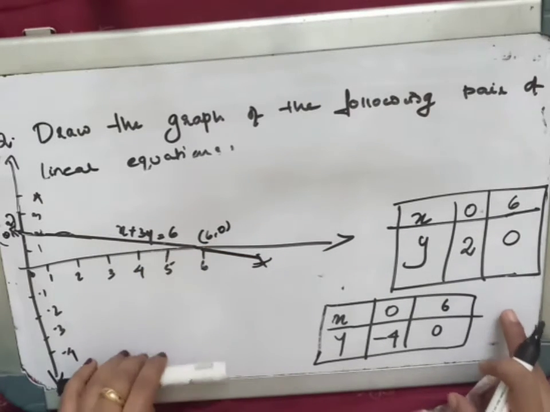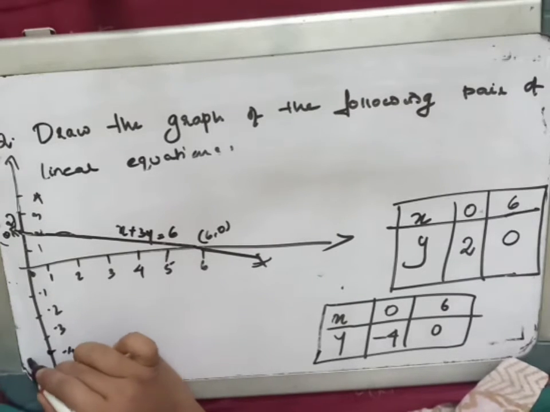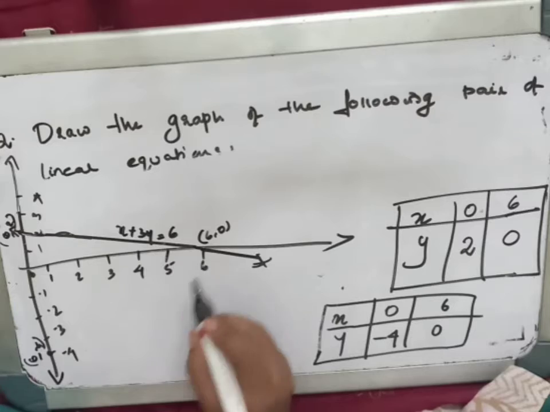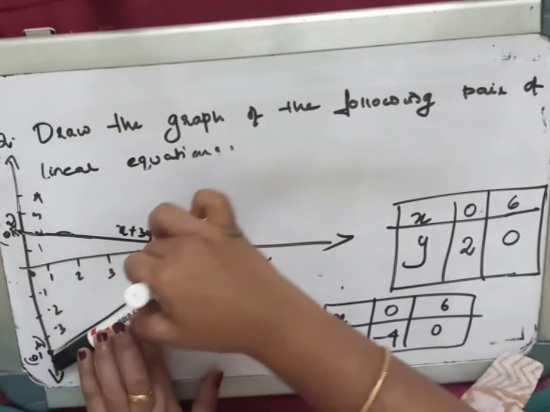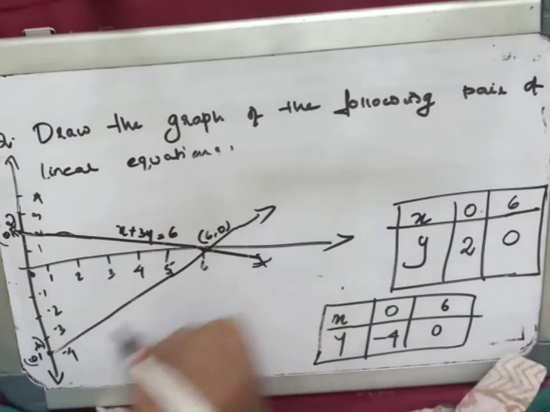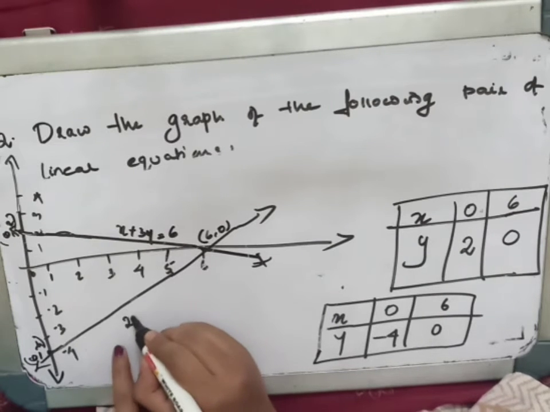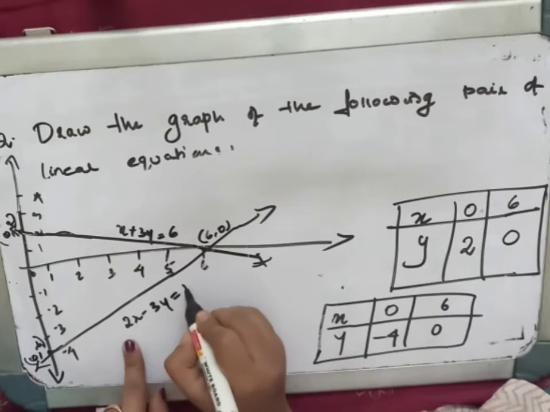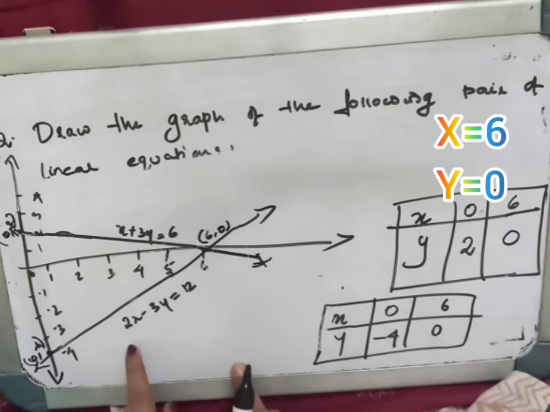Now let us plot the second equation. (0, minus 4), again (6, 0). So let us join these two. Okay, so we have drawn both the equations as lines. Okay, so we have obtained these as intersecting lines. Intersecting lines means there is exactly one solution for this set of equations.